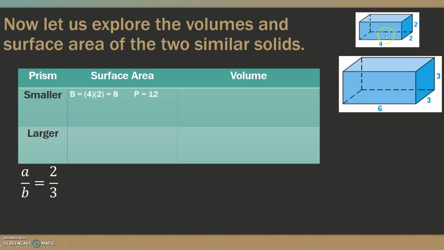And the perimeter I see is 12 of the base. Again, I'm using the bottom here as the base. So when I find the surface area, it would be 2 times 8 plus 12 times the height here, which is 2. And the surface area is 40.